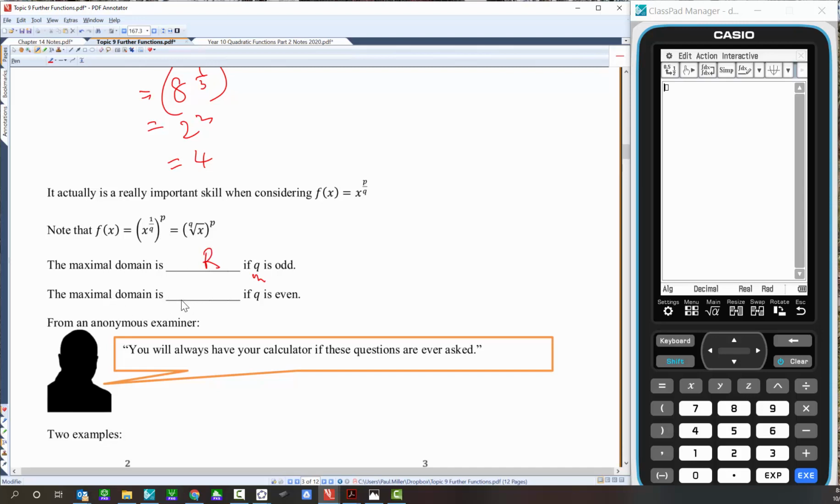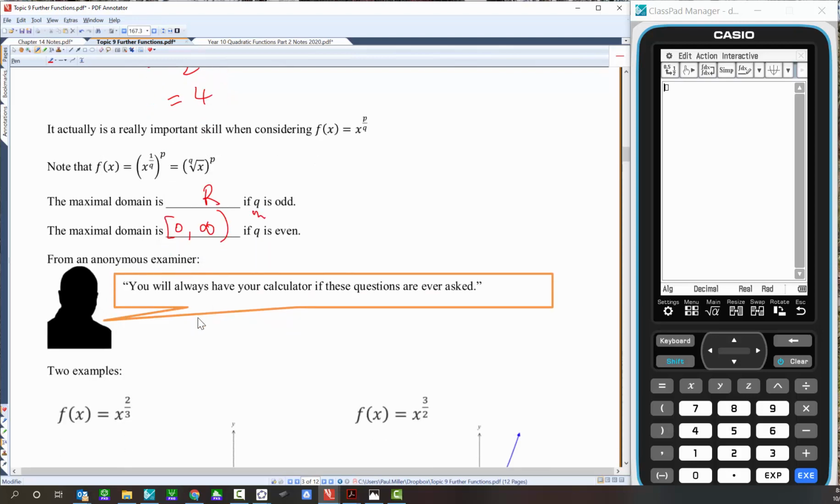Now, the maximal domain if q is even: that means we're second, fourth, sixth rooting. And what that means is we can only sixth root or fourth root or second root when the values of x are from 0 to positive infinity, inclusive of 0. If we raise that to the p, then 0 to the p is fine, that's all acceptable. So the maximal domain, if q is even, is going to be 0 to positive infinity.